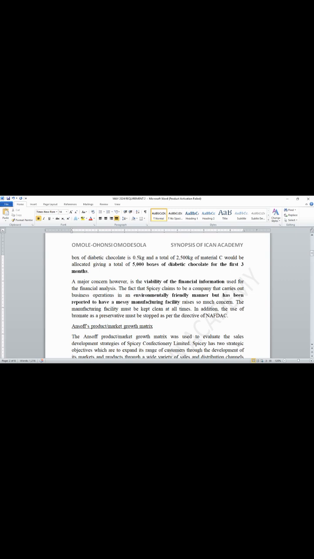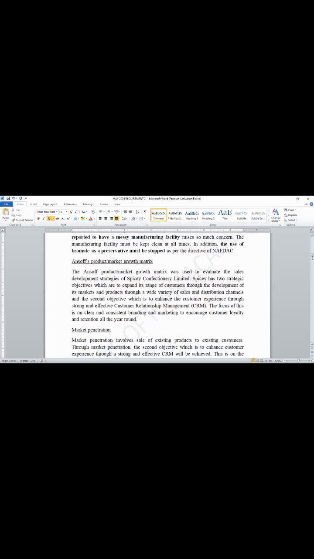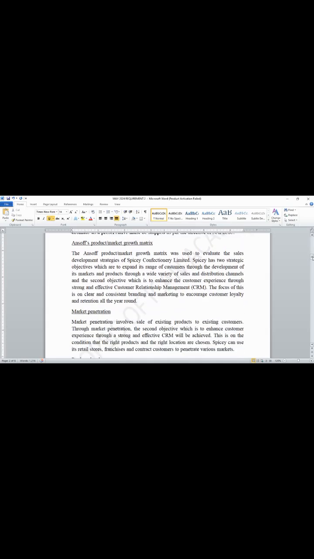So now they must ensure that the manufacturing facility is kept clean at all times. And then the use of bromate too, they have to stop it, because NAFDAC has told them that this is their last warning. And then the Ansoff product matrix. We were told to use the Ansoff product matrix. We drew that in our appendix already, so let's talk about it a little.